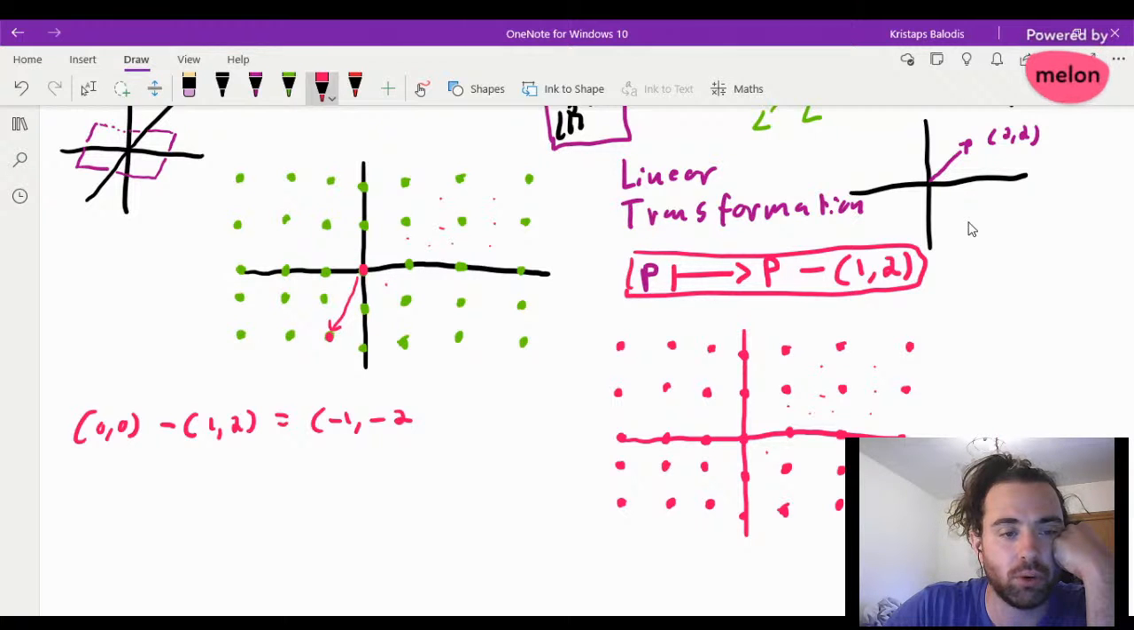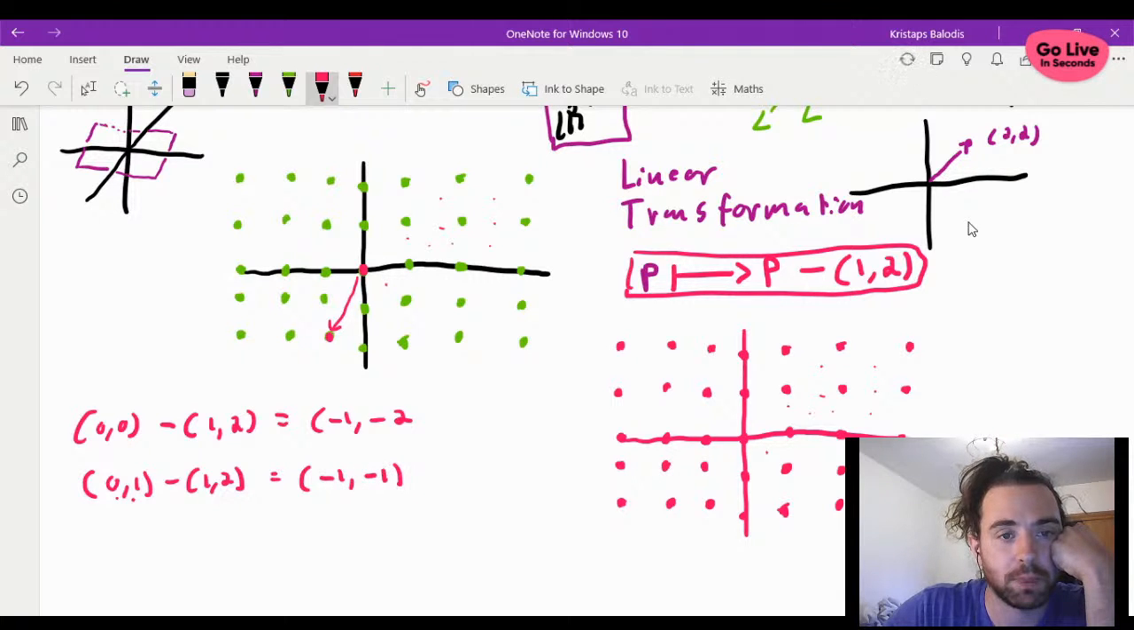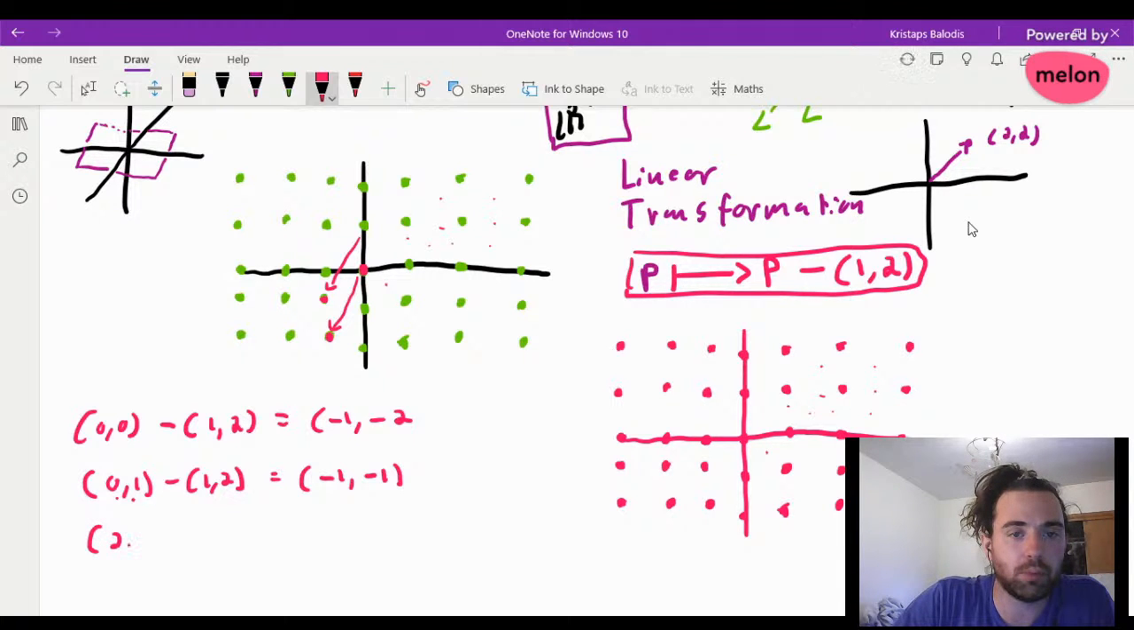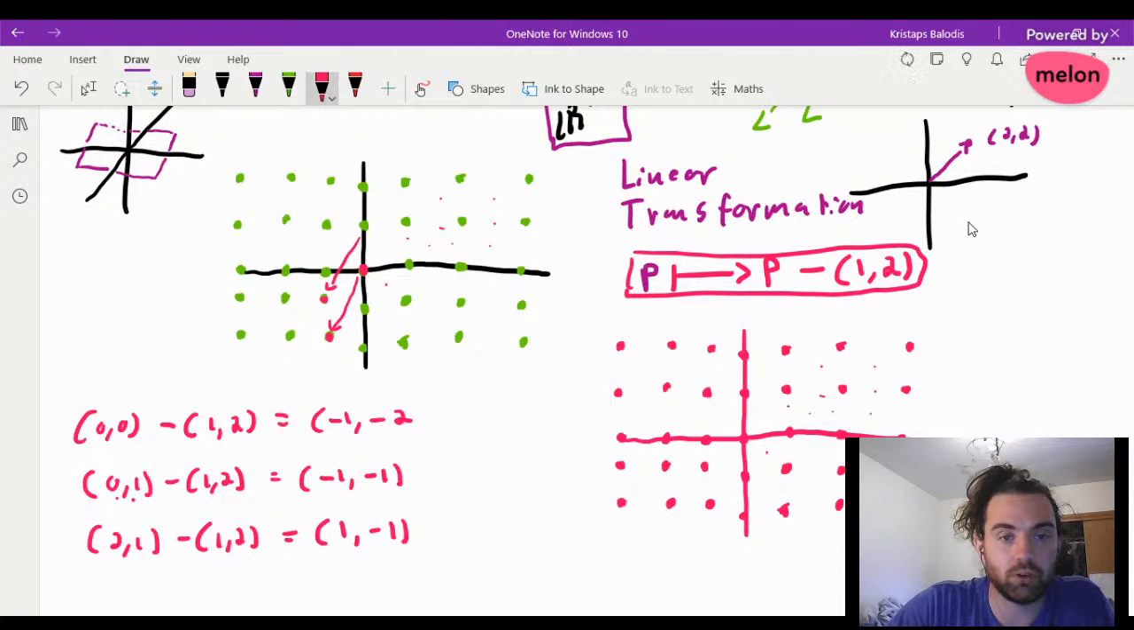Okay, where's the point (0, 1) go? Well, according to my rule, I'm going to replace it with the point (0, 1) minus (1, 2). So I'm going to get the point (-1, -1). So that is this point down here, right? This is (-1, -1), and here's the point. Okay, what about the point, let's say, (2, 1)? Where does that go? Again, according to my rule, it goes to the point (2, 1) minus (1, 2). So that's going to be the point (1, -1), right? So positive 1, -1 down here.